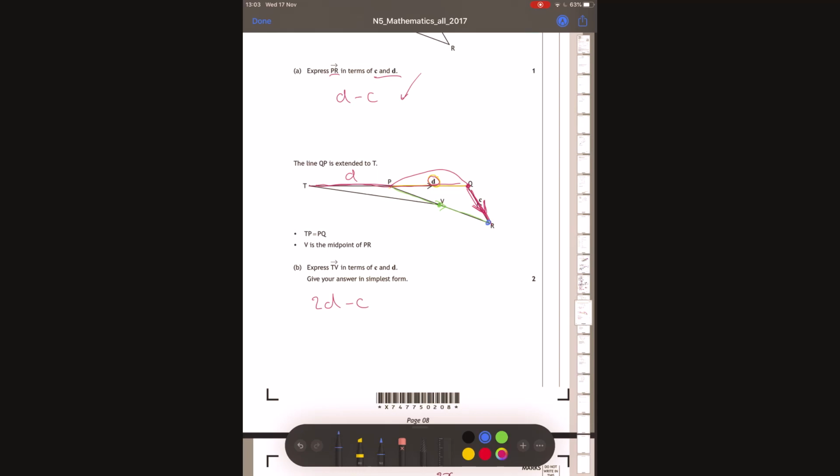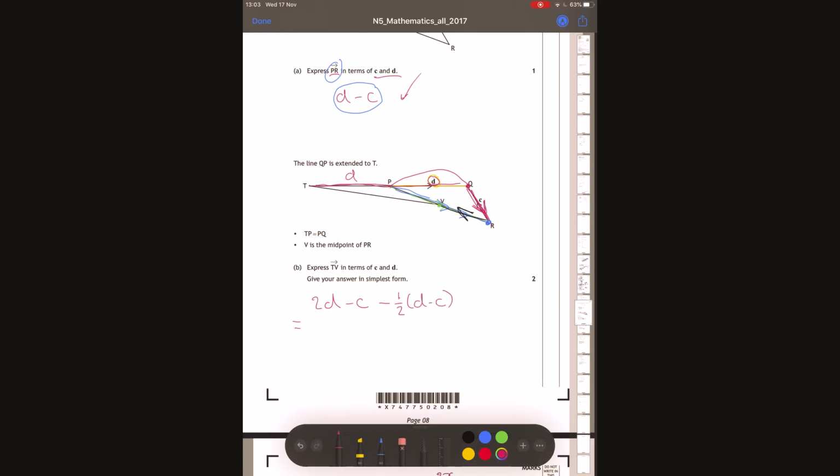But how do we get to V? Because we're now standing at R. Well, using our answer from part A, we know that PR is D minus C. So this length here, going that way, is D minus C. So we want half of that. But we also need to do the opposite sign, because we're going in the opposite direction. P to R is the opposite way, so we're really going R to P. And we need half of it because V is the midpoint. So then we subtract half of D minus C.